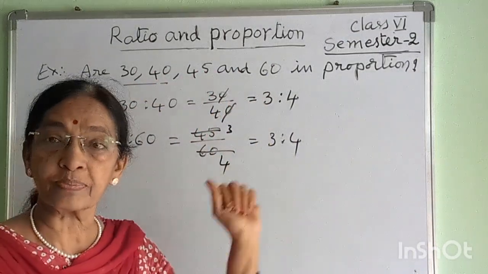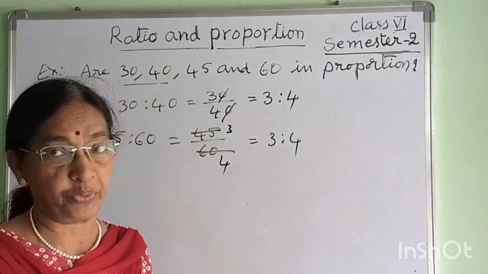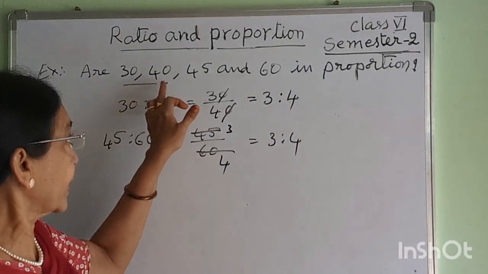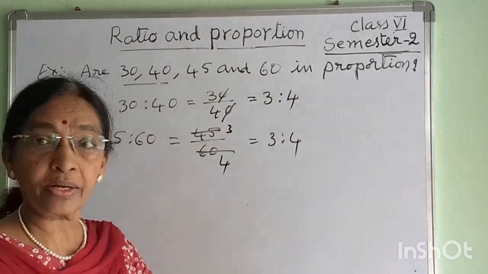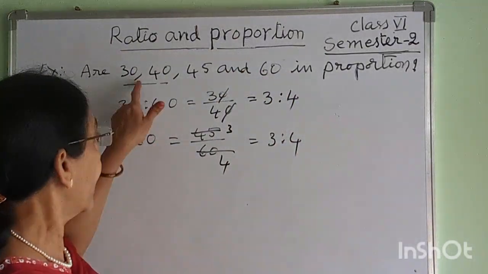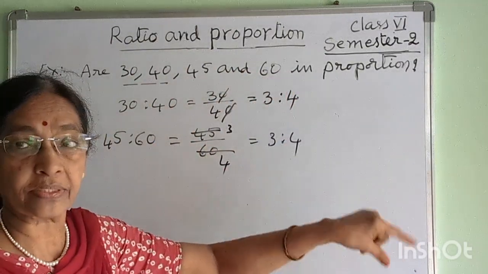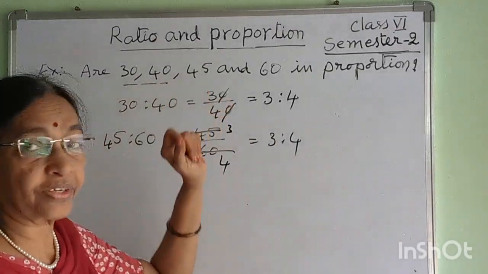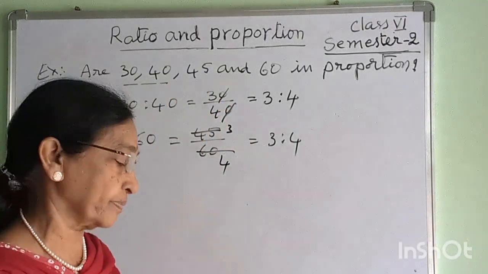Therefore the four terms are said to be in proportion. The terms 30, 40, 45, 60 are in proportion, and 30 and 60 are said to be extreme terms, and 40 and 45 are said to be middle terms.